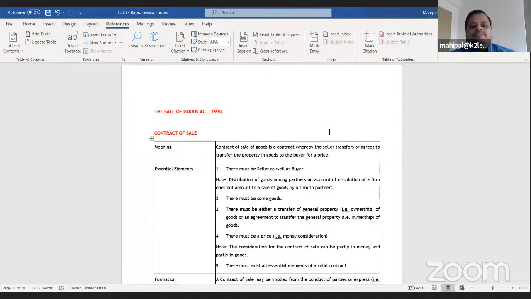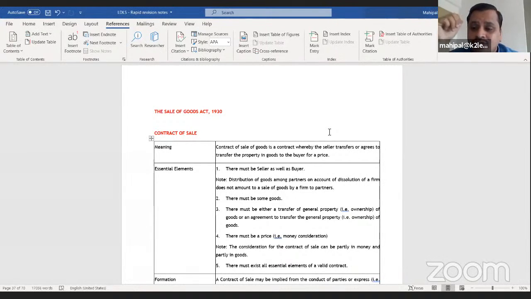Great. The Sale of Goods Act 1930. I know you will all remember the dates and everything. The only thing I would want to say is Sale of Goods Act deals only and only with movable goods. It does not deal with immovable goods, pledge, mortgage, am I clear, or services. The meaning of contract of sale says a contract of sale is a contract whereby seller either transfers or agrees to transfer the property in the goods to the buyer for a price. It includes both sale and agreement to sell.